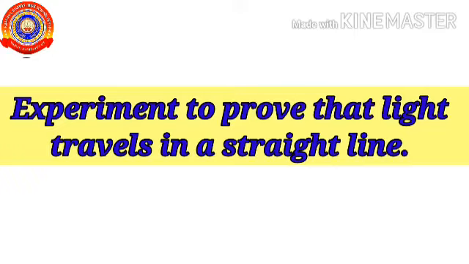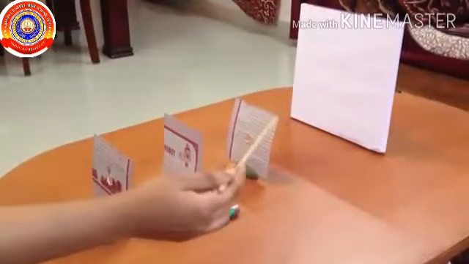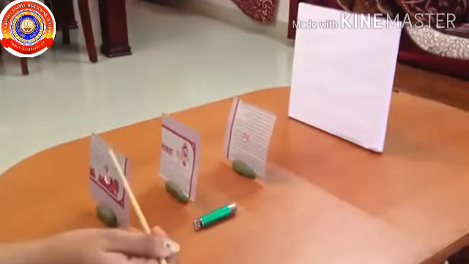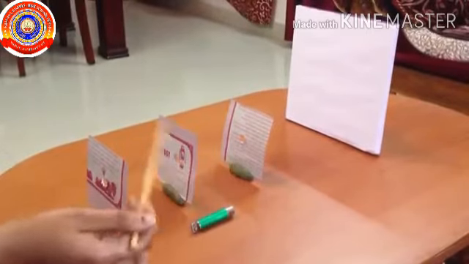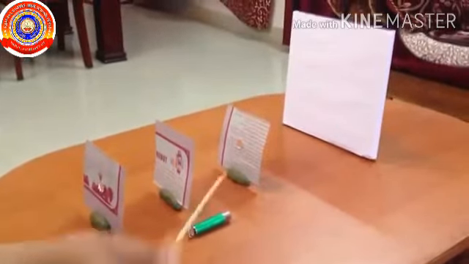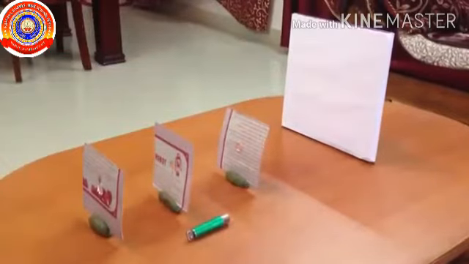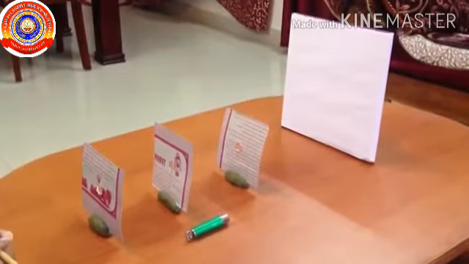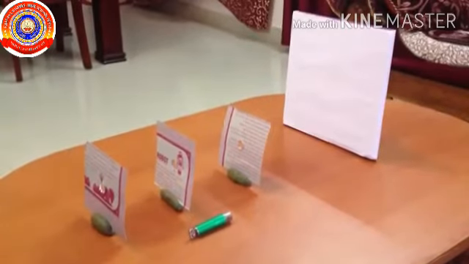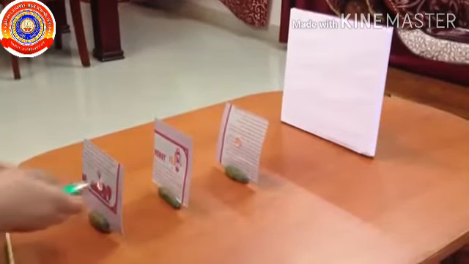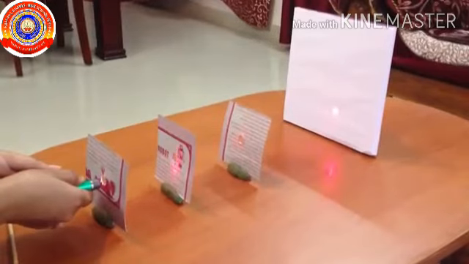For this activity, we need 3 cardboard pieces of same size with a hole at the center, a laser pointer and a white string. We have placed the cardboard pieces such that the holes are in a straight line. Flash the laser beam from one end of the cardboard piece.